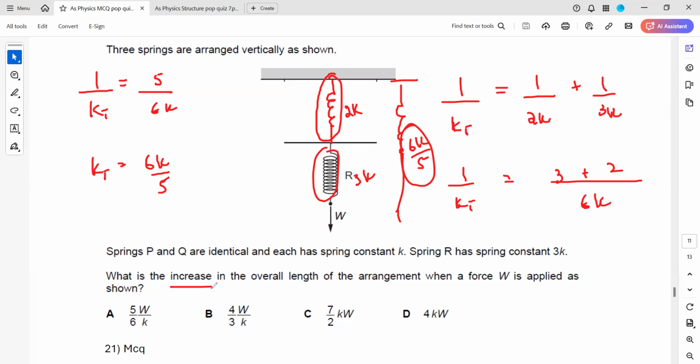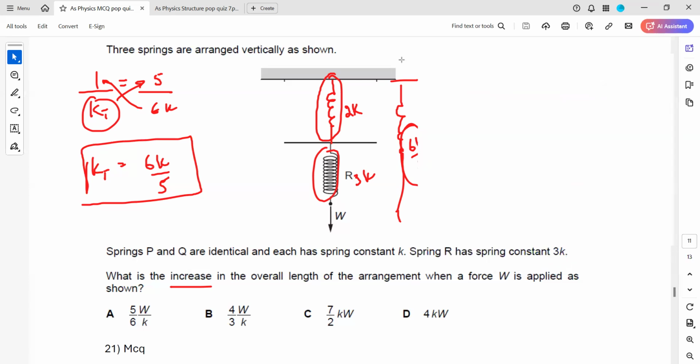Now, we need the extension. How did it turn into 6K? First, we take an LCM. 1 over total is equal to 1 over 2K plus 1 over 3K. So 6K is the LCM. When I simplify here, I will have 3 and here I'll have 2. When I add them, 1 over total is 5 over 6K. But I need K. If I need K, cross multiply. So that's why the K total is 6K over 5. Is it clear?